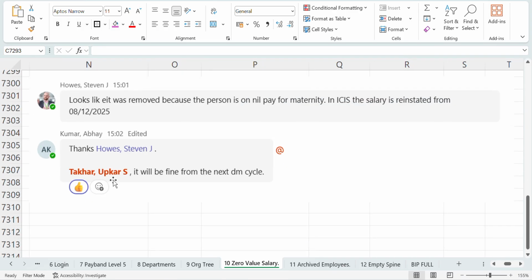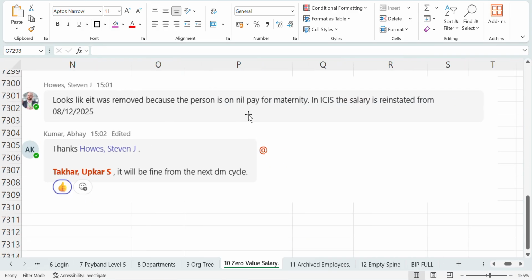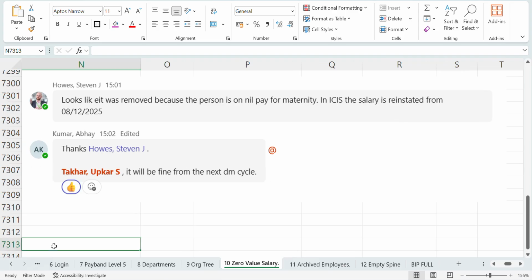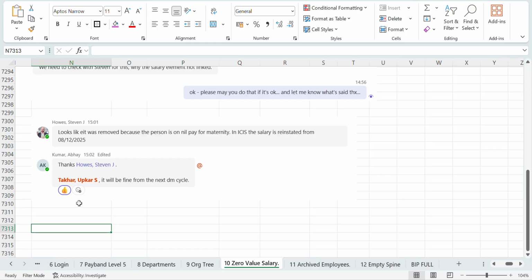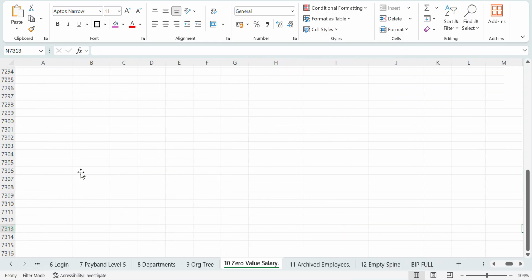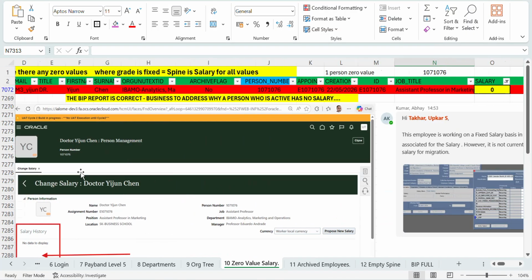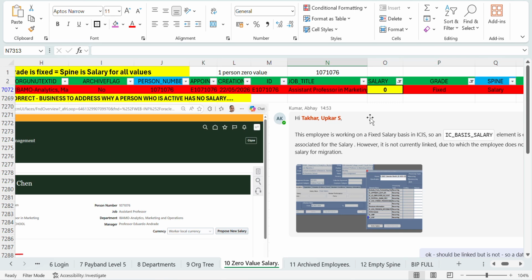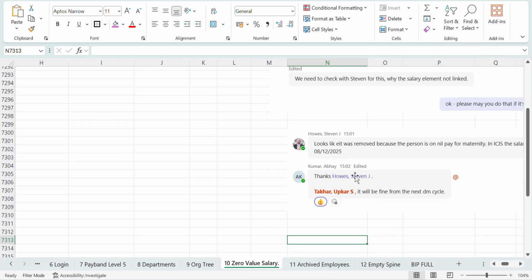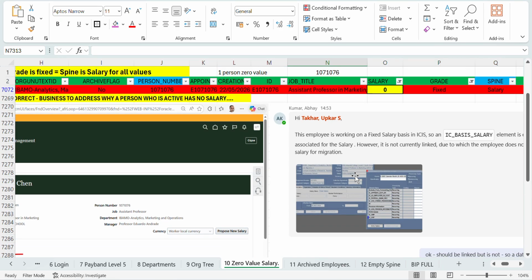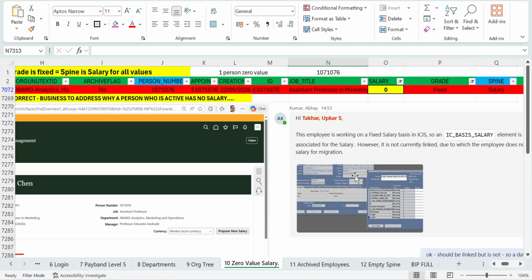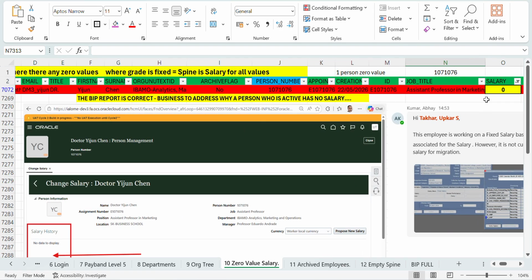So we went to Stephen, who came back with it was removed because the person was on nil pay for maternity in ISIS, and the salary is reinstated later. So, okay, fine. And we're giving more confidence it'll be fine in the next cycle. So at least we have an understanding that we've got people on fixed salary and 0, and we can reconcile it back to ISIS and also from a business process point of view of what the actual life of this person was. So it's not just a null value, don't worry about it. We've end-to-ended it here in a nice way.